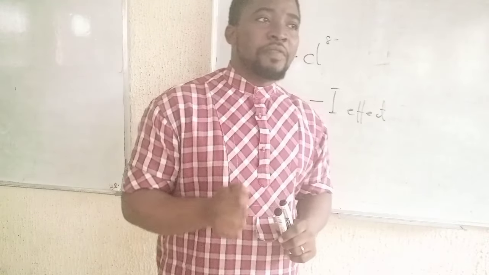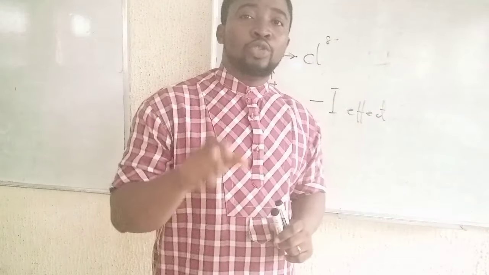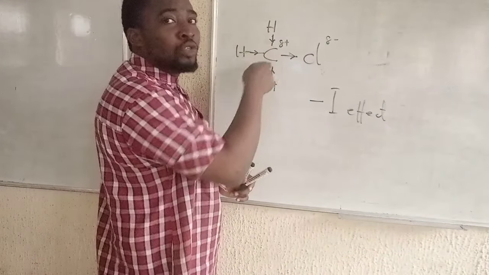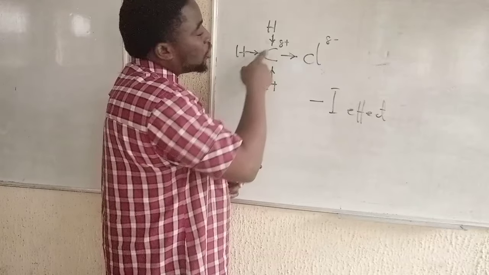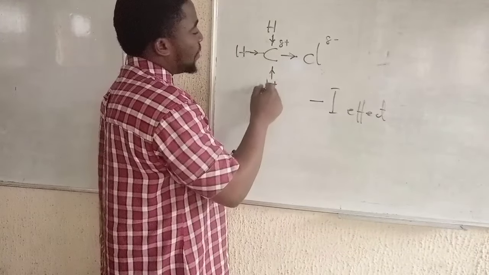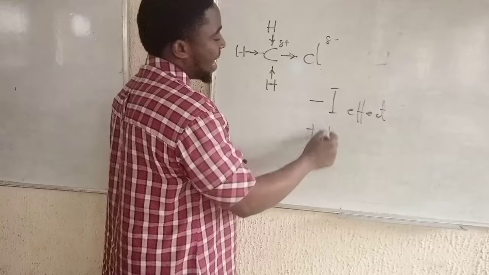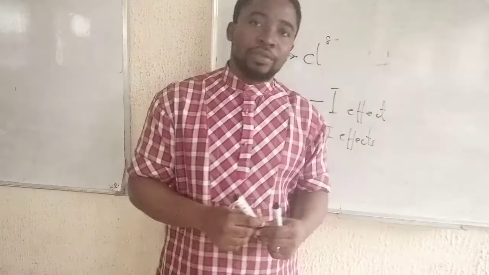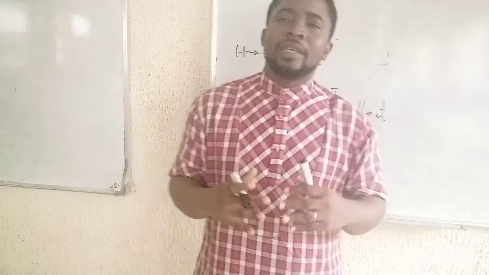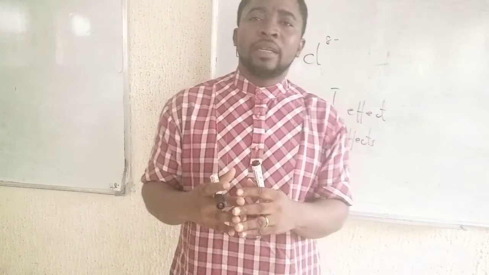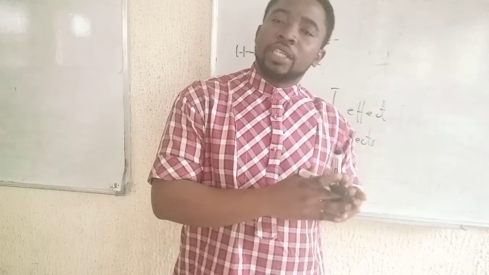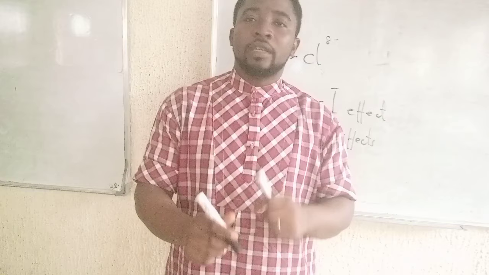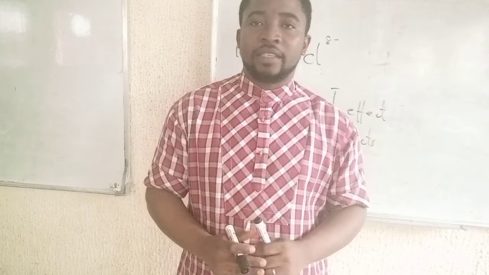Then if the inductive effect is induced by an electron donating group, as you can see, hydrogen is supplying this electron to the carbon to make that carbon more stable. So the role of hydrogen here is plus I effect, because it's supplying electron to the bond. That is the difference between minus I effect, negative inductive effect, and positive inductive effect. It depends on the group that is causing the inductive effect.